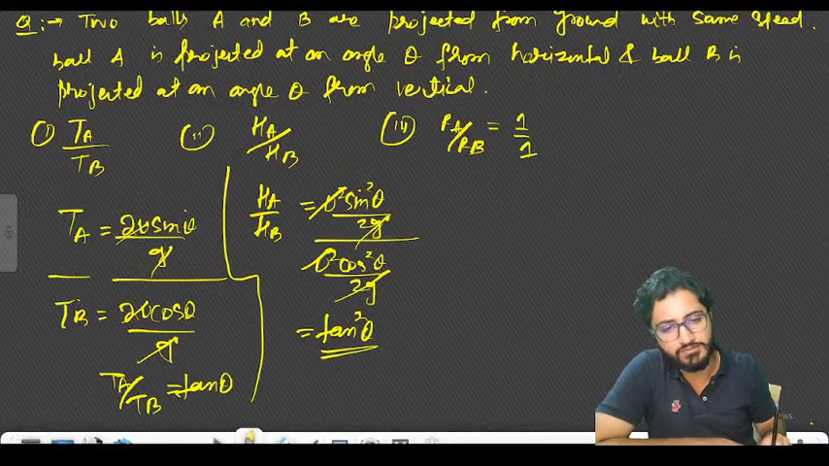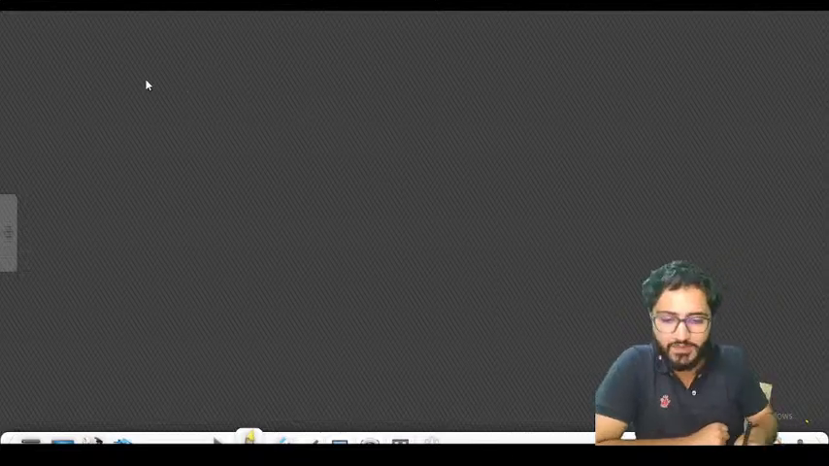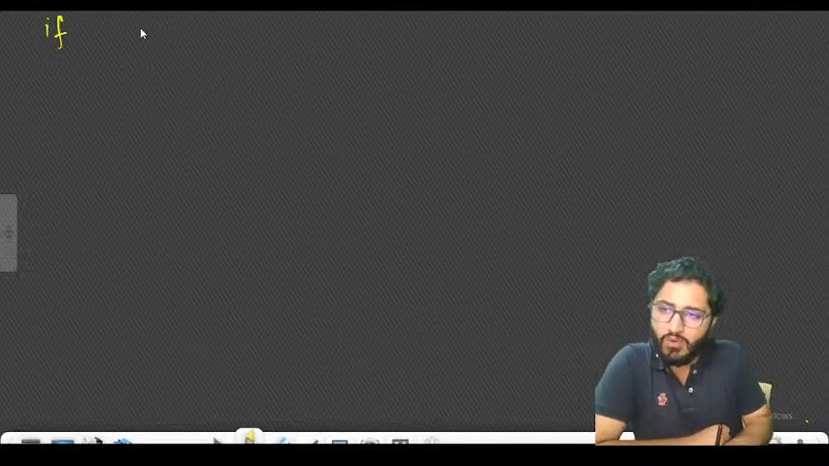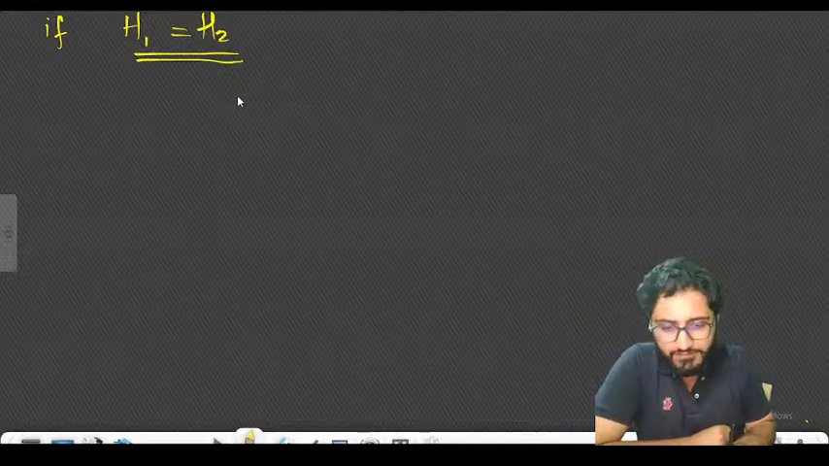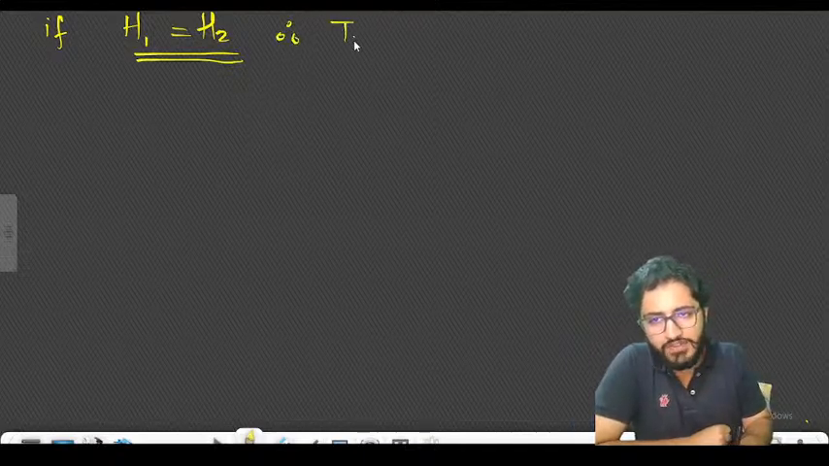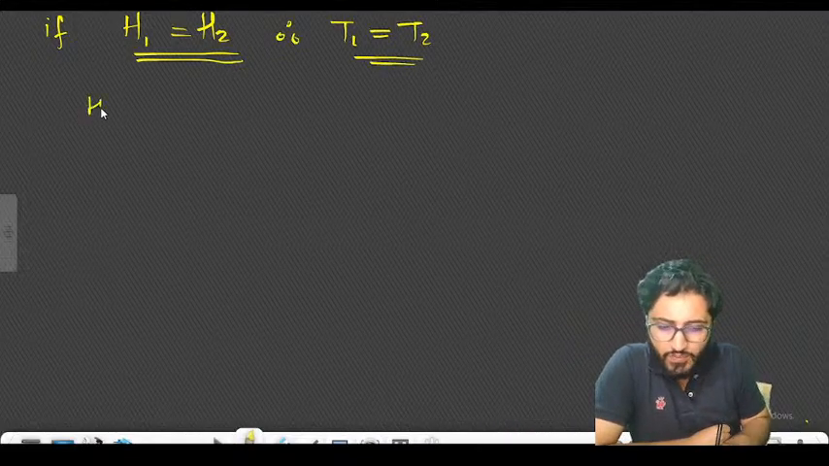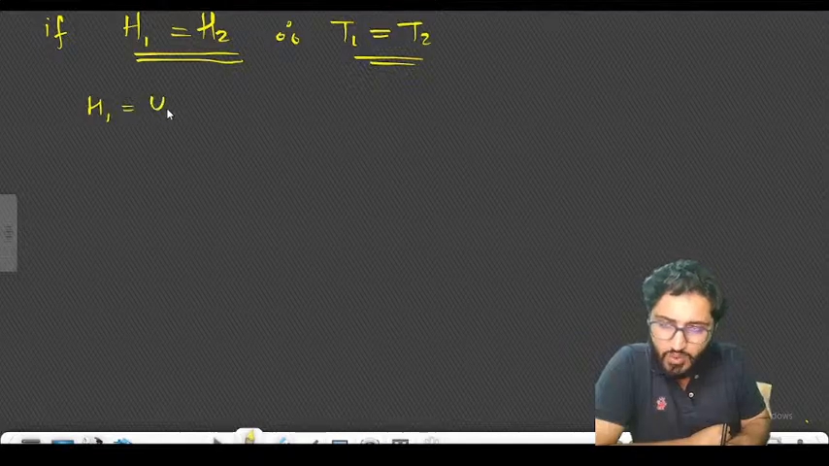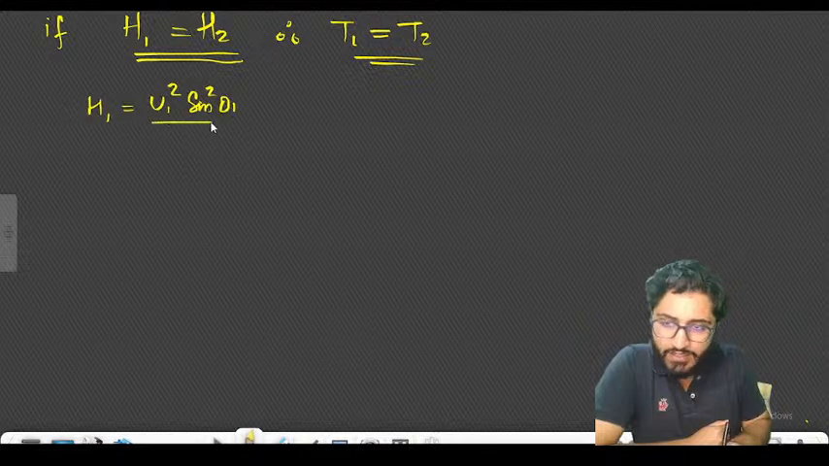One more thing that you need to understand: if the height of the projection is the same, then the time will be the same. How, sir? Look now. What is h1? It is u1 square sin square theta 1 divided by 2g.